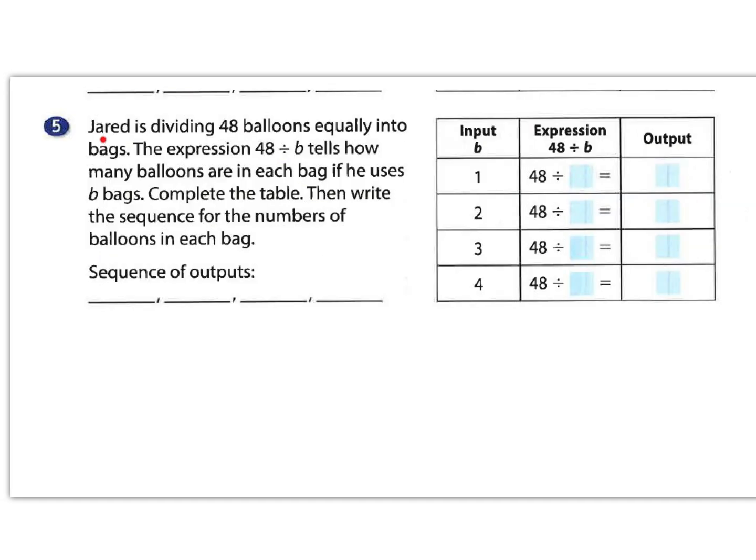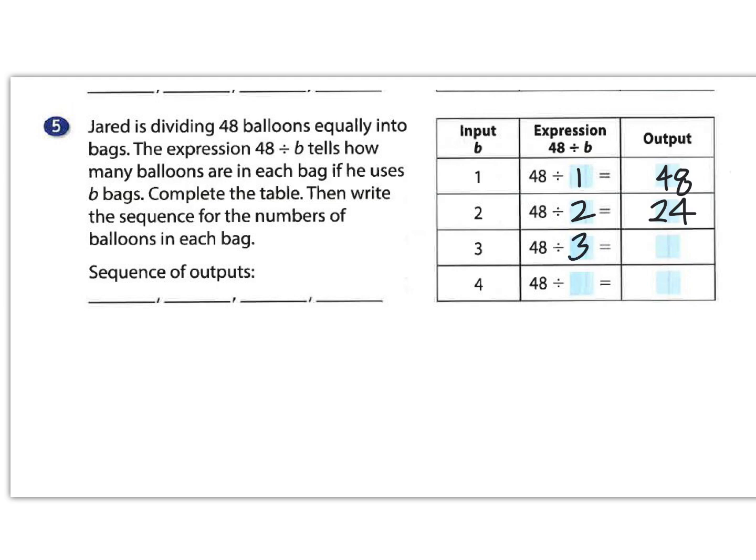Here it says, Jared is dividing 48 balloons equally into bags. The expression 48 divided by B tells how many balloons are in each bag if he uses B bags. Complete the table. Then write the sequence for the number of balloons in each bag. All right, so this is the number of bags that he uses. So 48 divided by 1 is 48. Then he would do 48 divided by two bags. Then there would be 24 balloons in each.